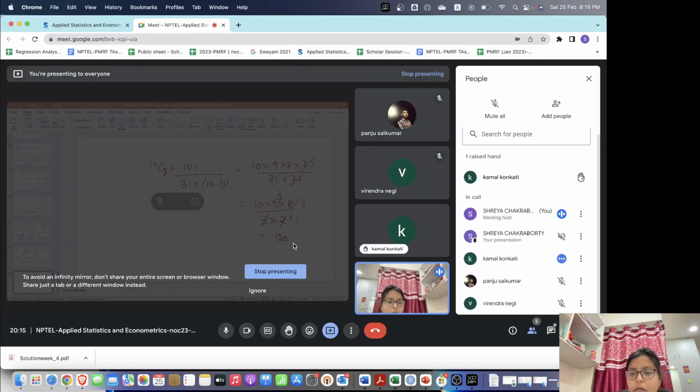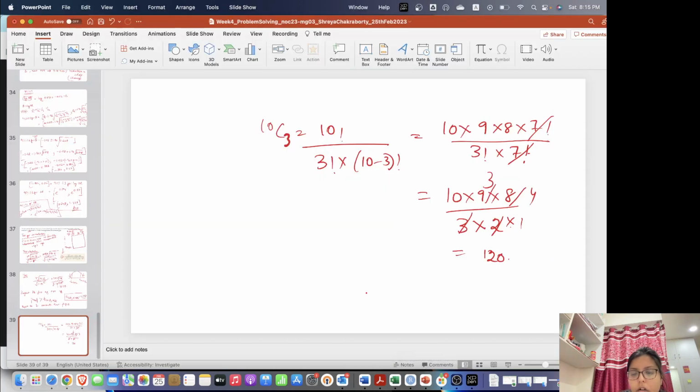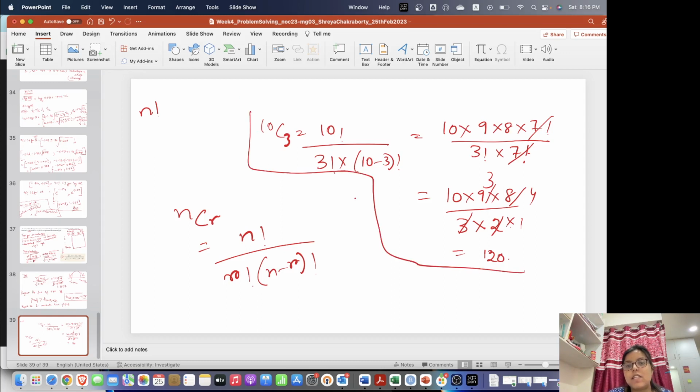What did you get? I got something like 15, sometimes 30. You are saying 10C3? Yes, 10C3 is this one. nCr is n factorial by r factorial into n minus r factorial. I was doing something like 10 into 9 upon 3 into 2. No, that shortcut you cannot use, because this is 3 factorial. That applies only when you have something C2.